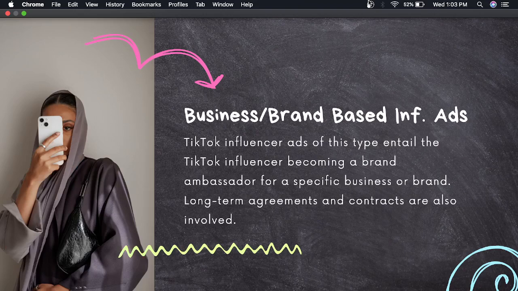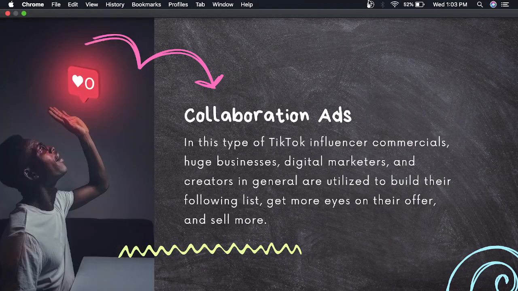So, business or brand-based influencer ads. A TikTok influencer ad of this type entails the TikTok influencer becoming a brand ambassador for a specific brand or business. So there is a long-term agreement and contract. Contracts are involved. So that's your brand ambassador right there. Sometimes it can be a one-month or two-month agreement.